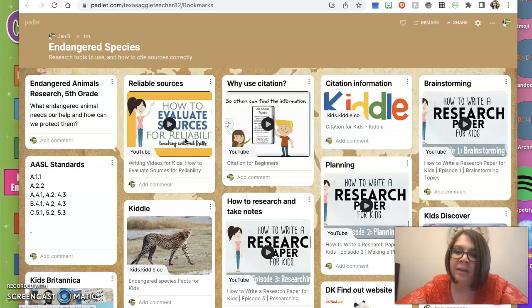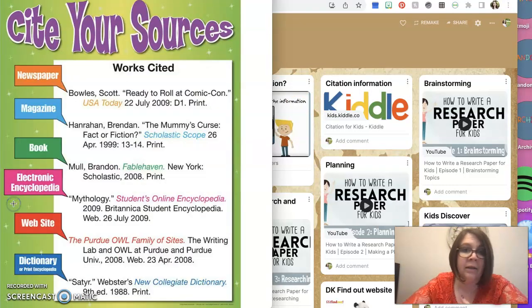And also we'll be talking about the importance of citations. Why do we use citations? I have a video on that. And then just basic citation information. And I'll go into how they can use the Kiddle search engine, which is a kid-friendly search engine as well. And when we're going over citations, I know that's something that doesn't necessarily stick with all kids, so I will be giving them this to cite your sources. Just basic rules for citations and stuff like that.